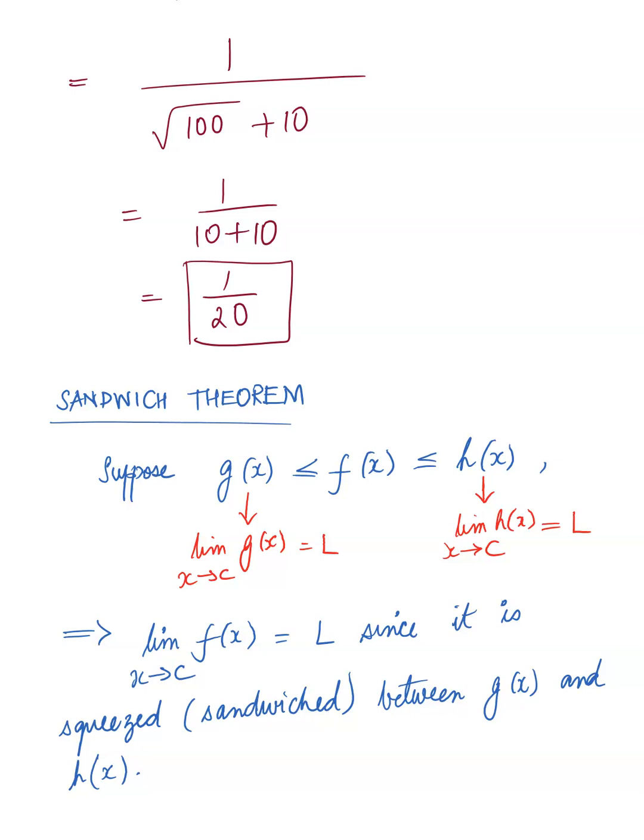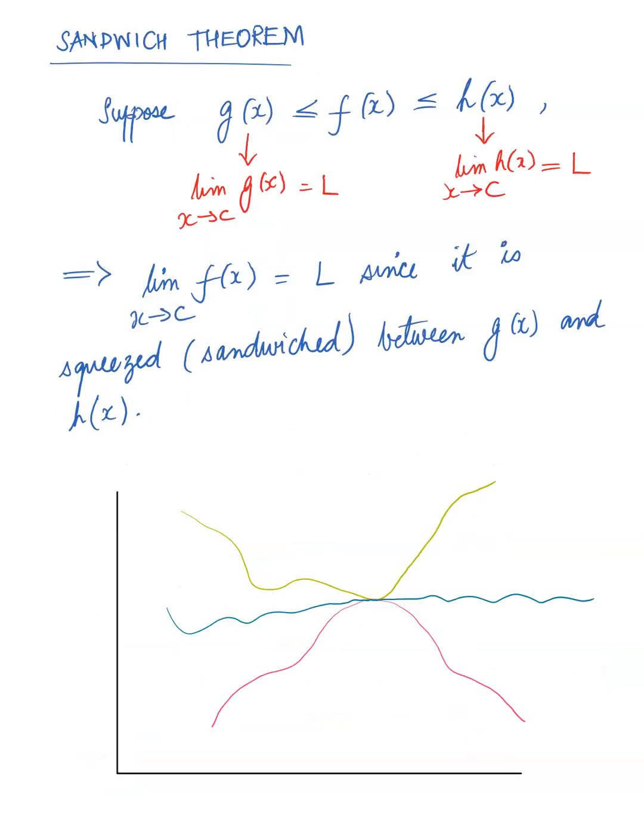This again comes from algebra, right? If the ends of the inequality are the same, then the middle value should also be the same, right? How else can it be true otherwise? So we're using that idea here. So here is an example for you. I've just drawn a graph here, and you can see how the pinching happens.